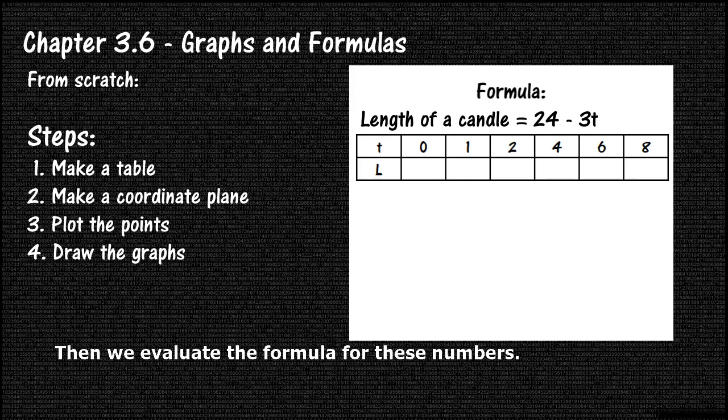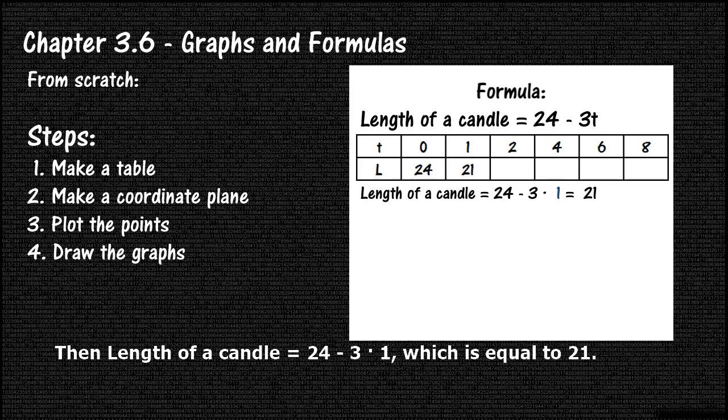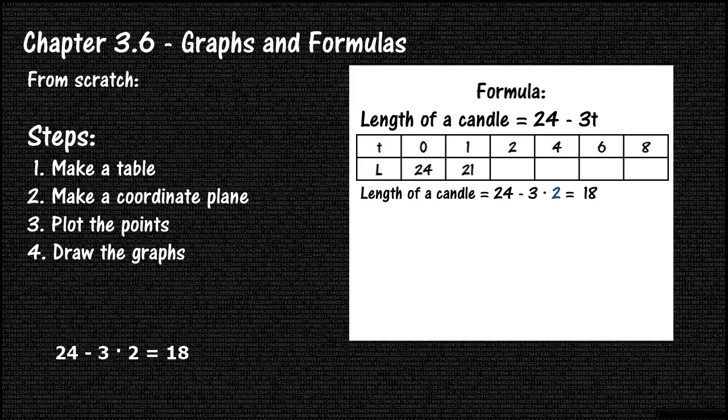Then we evaluate the formula for these numbers. Length of a candle is equal to 24 minus 3 times 0. This gives me 24. Then length of a candle is equal to 24 minus 3 times 1, which is equal to 21. 24 minus 3 times 2 is equal to 18. 24 minus 3 times 4 is equal to 12. 24 minus 3 times 6 is equal to 6. And lastly, 24 minus 3 times 8 is equal to 0.